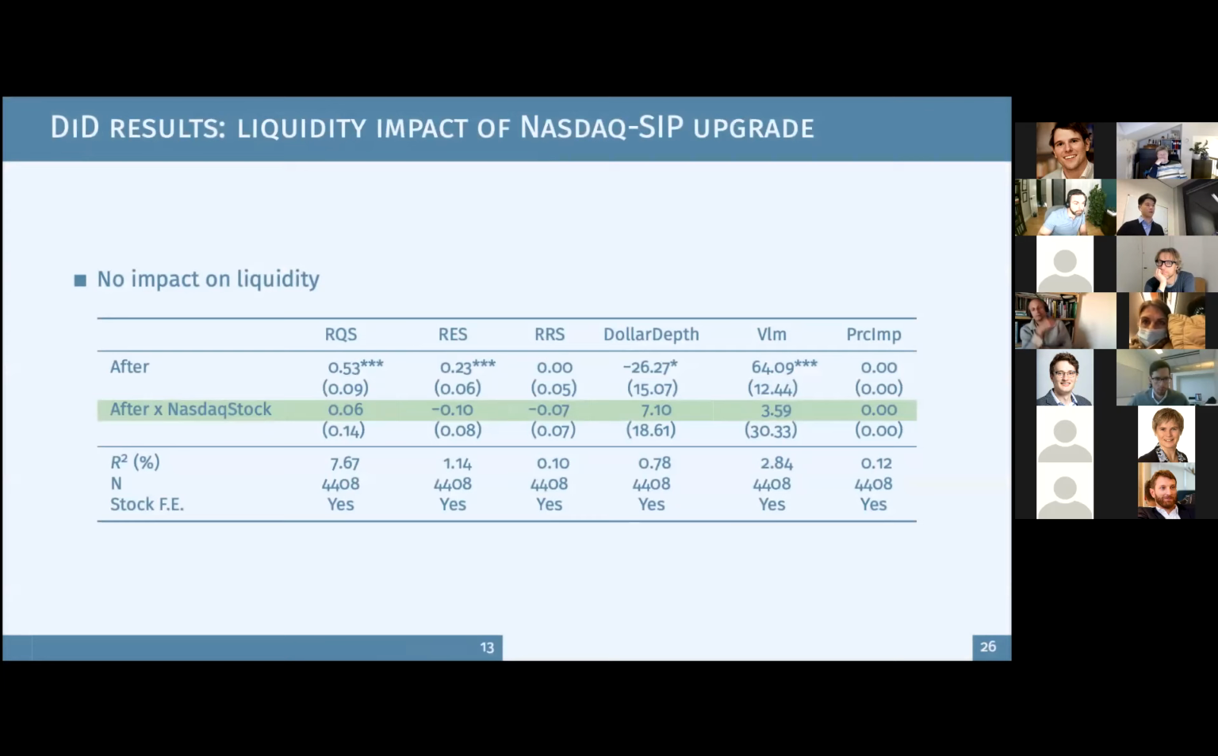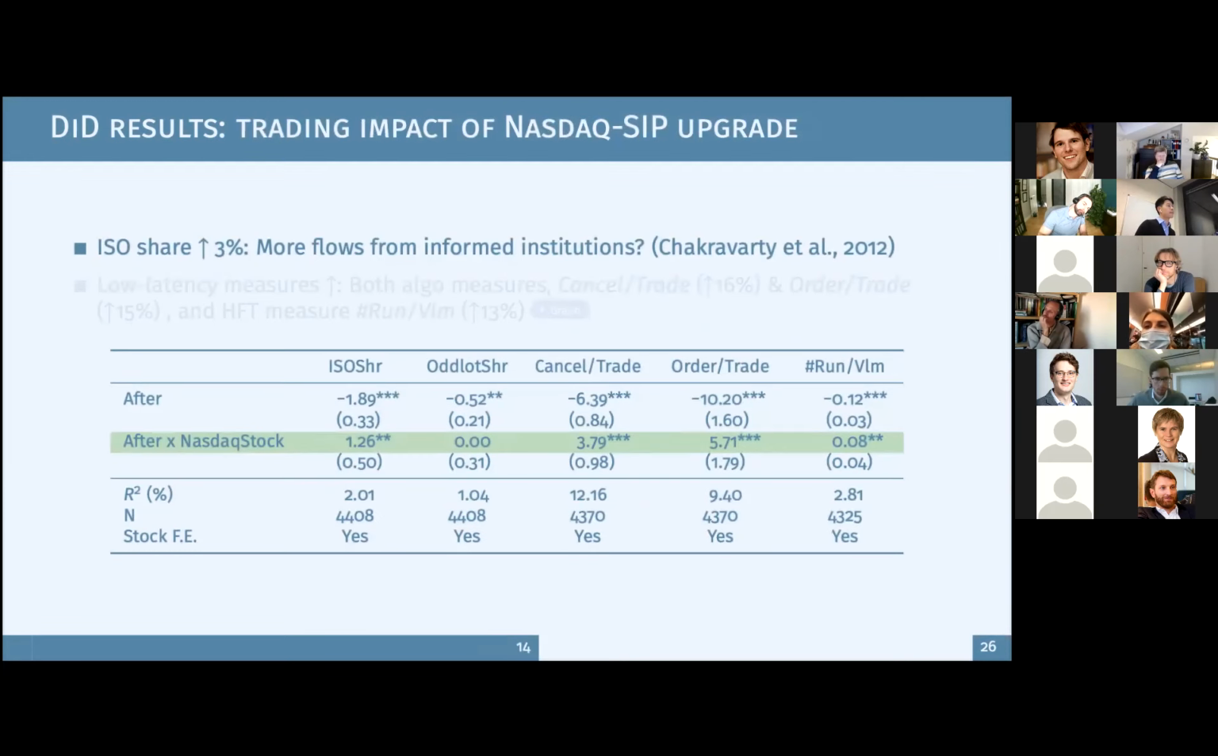And now it's a set of regression results. As I said, we care about the coefficient of the interaction term, which measures the impact on Nasdaq stocks versus the LYCE stocks. If the speed upgrade of the SIP really matters, we should see the variables change in the Nasdaq stocks relative to the LYCE stocks. So for all the liquidity measures I computed, there's no significant impact. But if you turn to the trading measures, especially the low latency measures, they're all significant.